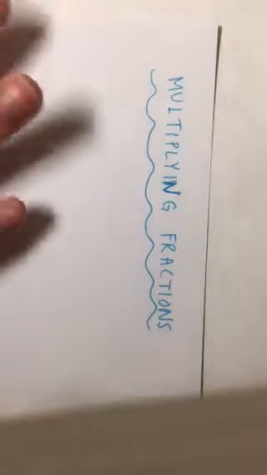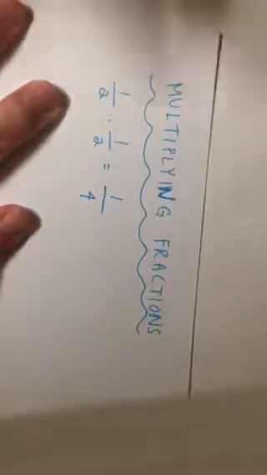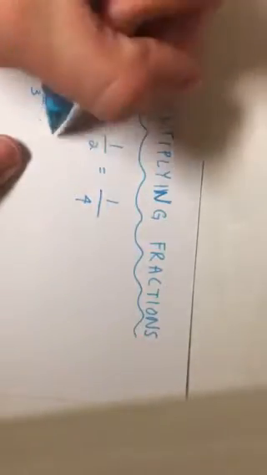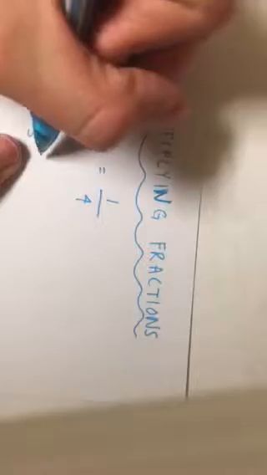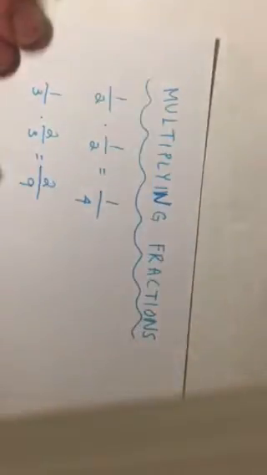So, for example, if we take 1/2 times 1/2, well, 1 times 1 is 1, and 2 times 2 is 4. Similarly, if we take 1/3 times 2/3, well, 1 times 2 is 2, and 3 times 3 is 9.